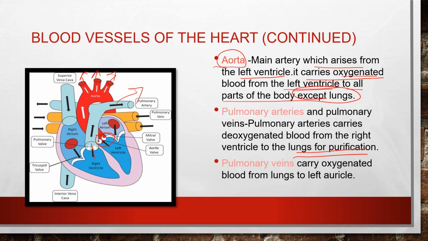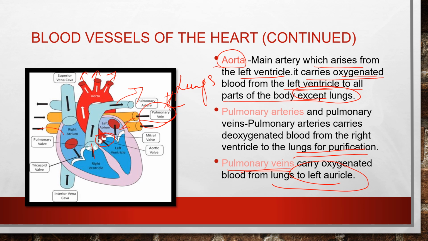Now next comes the pulmonary veins. The pulmonary veins are carrying the oxygenated blood from the lungs to the left auricle. So they are carrying oxygenated blood from the lungs, and they are carrying it to the left auricle. Is it clear?